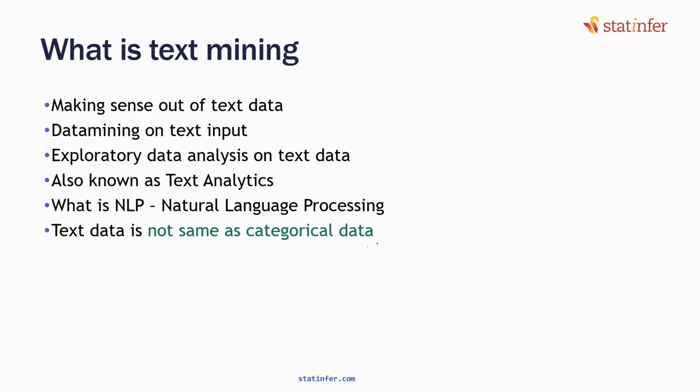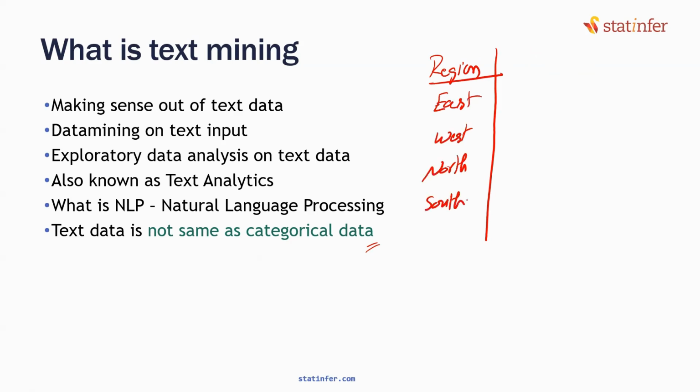Text data is not the same as categorical data. For example, if you have a data set, in that data set you have a variable called region, and another variable called, let's say, job type. Let's take one variable, region. It takes values east, west, north, south. Now these are text values in this particular column. But is this the text data that I'm talking about? This is non-numerical data, a categorical variable. Is this the text data that I'm talking about right now? No. This is a categorical field.